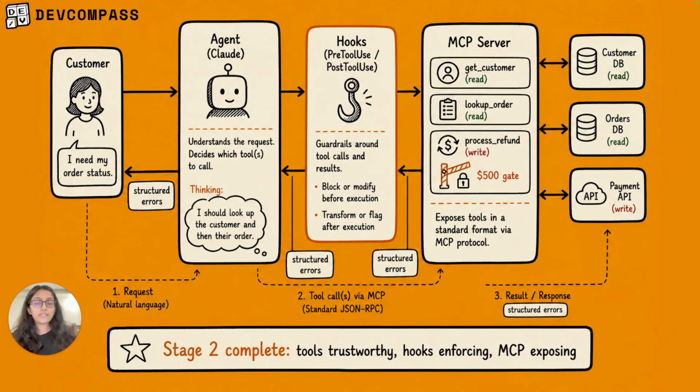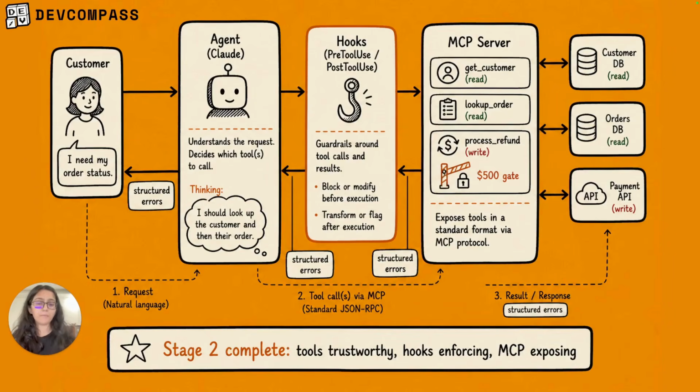So for you to actually join the dots, it is very important that you've gone through all the previous videos because we are building it in stages. We started with customer, then the interaction with Claude, how the whole agentic system works, then how hooks came in, how the MCP server came in, how structured errors work, context window, all of it. So this was stage 2 complete. Tools are trustworthy, hooks are enforcing, MCP is exposing.